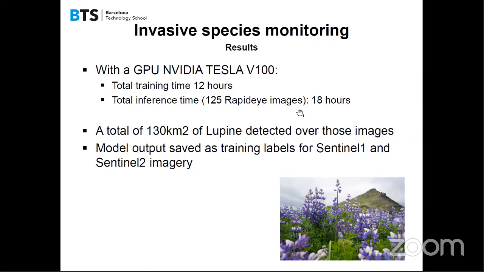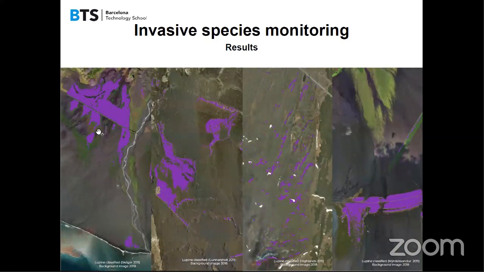And at the end, we had a total of, quite funny actually, 130 square kilometers of lupine detected over those images, at least over those images, which were not covering the whole country. We only had 125. The model output was then saved and used as training labels for Sentinel-1 and Sentinel-2 imagery, in order to create an automated system. And then these are some of the results that we got.